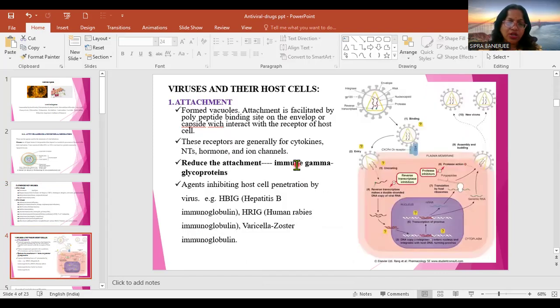Now the drug acts against viruses in the host cell. First the virus is attached to the host cell. Attachment is facilitated by a polypeptide binding site on the envelope or capsid, which interacts with the receptor on the host cell. These receptors are generally for cytokines, NTS, NT means nucleoside transcriptase. Different hormones are there. Next, different agents reduce the attachment, and immunoglobulin glycoproteins are there. These agents inhibit the host cell by blocking penetration at the receptor.